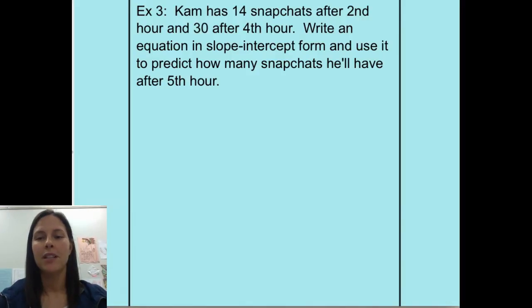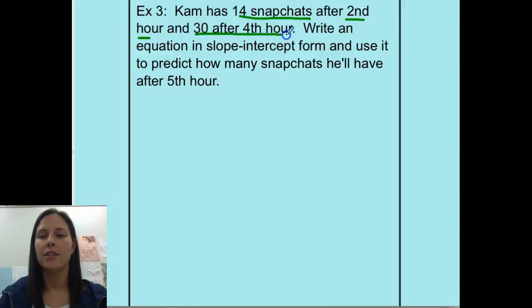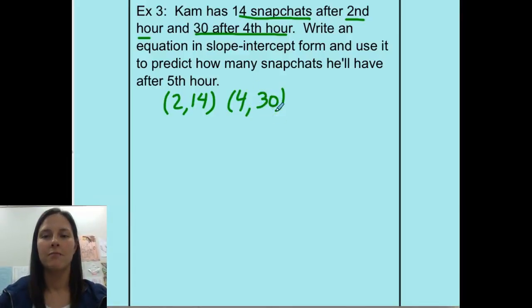One last example, similar to the last one, we have 2 points in time. 14 Snapchats after 2nd hour, and 30 after 4th hour. This time I gave you the dependent variable first. What comes first is which class he's in, then we can tell how many Snapchats he'd received. So our second ordered pair, first we knew he finished 4th hour, then we counted up 30 Snapchats.